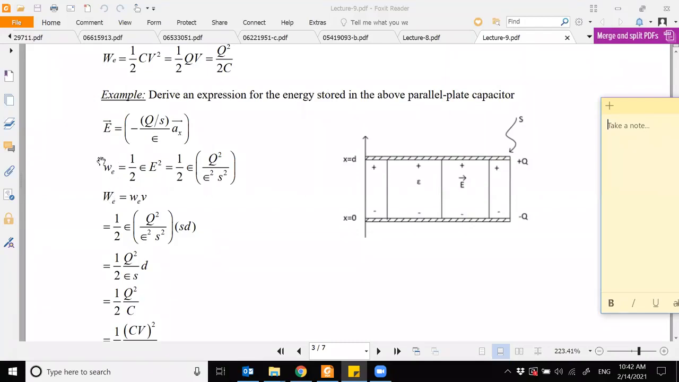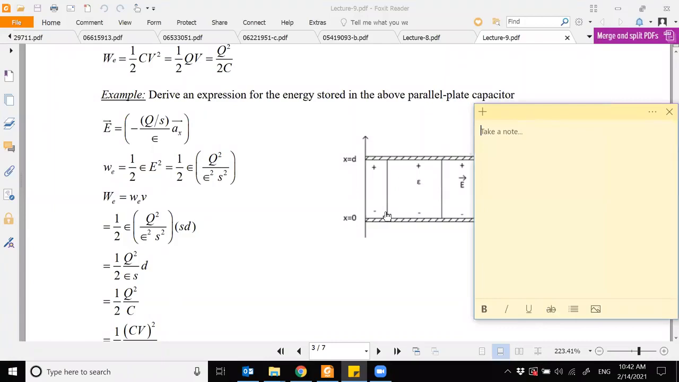So let's find the energy density first. What is the energy density? Small we is half epsilon E square. So it is half epsilon times the magnitude of this, which will be Q over S over epsilon, squared, which is Q square over epsilon square S square. So this is my energy density.